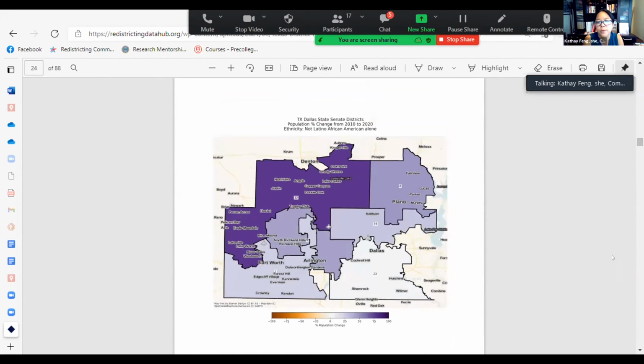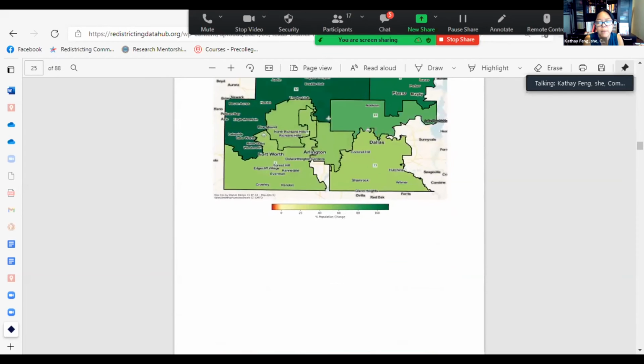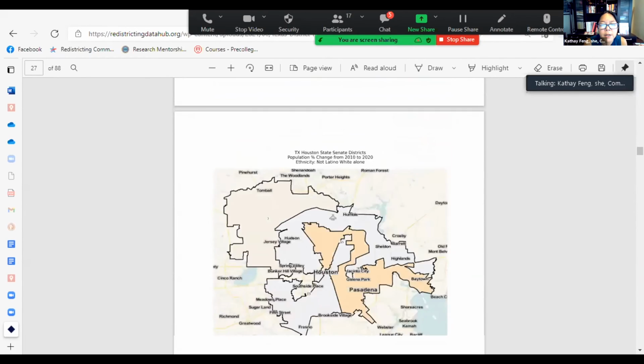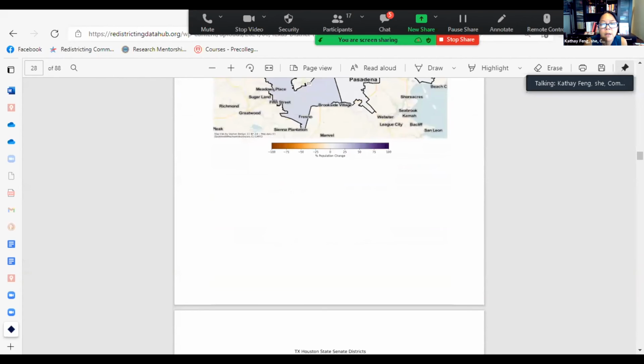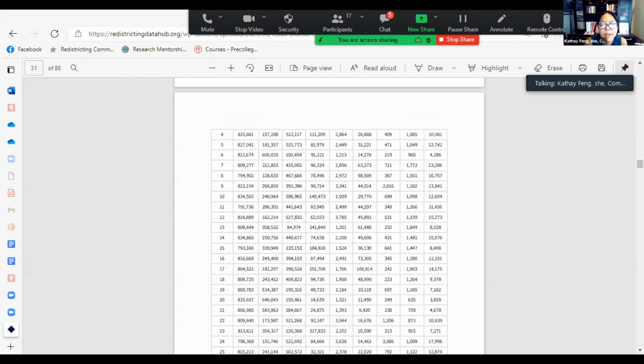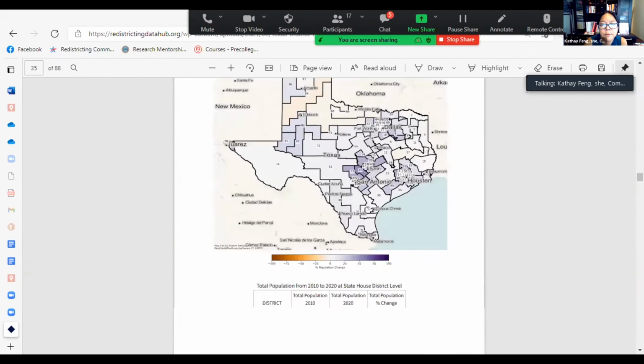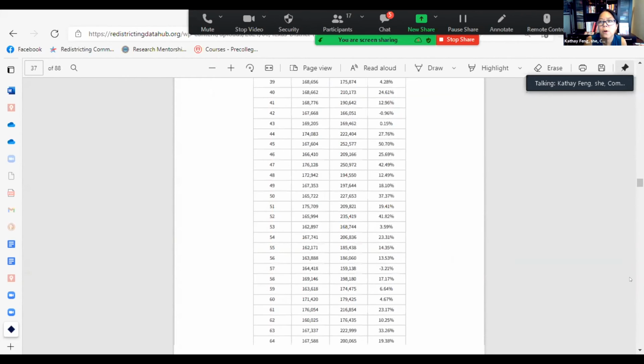The darker the purple, the more the change. And I'm guessing if I keep scrolling, I'm going to get to Houston, yes, and then eventually maybe San Antonio or El Paso. And they have the underlying data for all of that. I'm going to stop sharing, but you get the general idea, which is that they've gone through at least 29 states with that data. If you're interested in that, you can pull that off the RDH website.